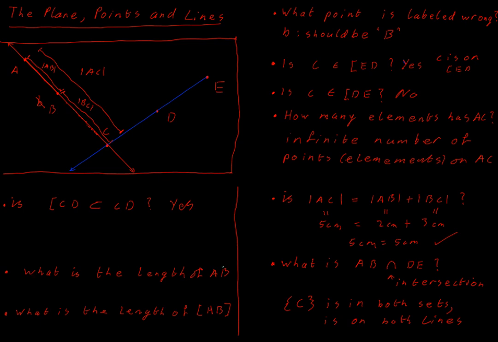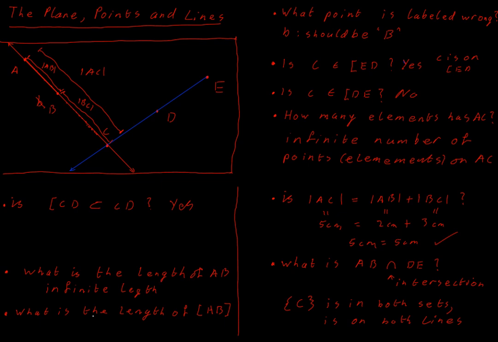Next, what is the length of AB? Well, AB is our line that keeps on going this way and this way through the points A and B. And it has infinite length. It keeps going forever. So it has an infinite length. We can't measure it with our ruler, it just keeps on going forever.